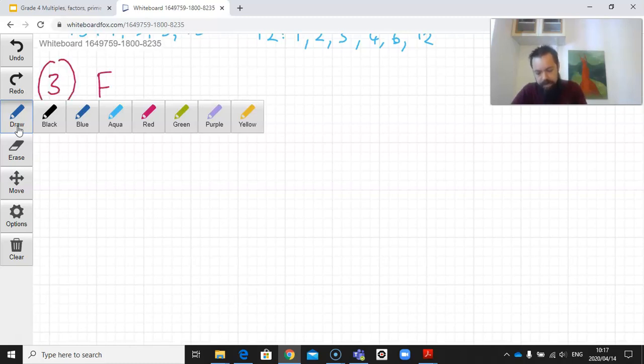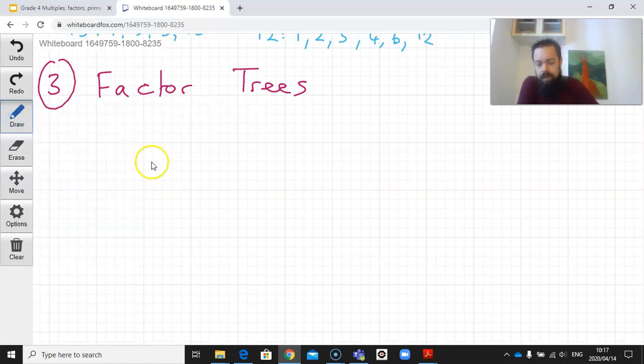Factor trees. Okay. Once I've done one, if you're comfortable with them, well, in fact, we're going to do a few after this. So let's just do these two together. So first up, I'm going to draw factor trees. So I'm going to draw the stump of my tree. And then inside the stump of my tree, or the trunk of my tree, I'm going to put the number that I want to find the factors for.